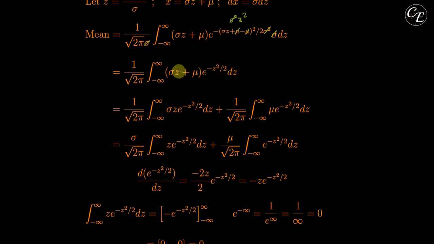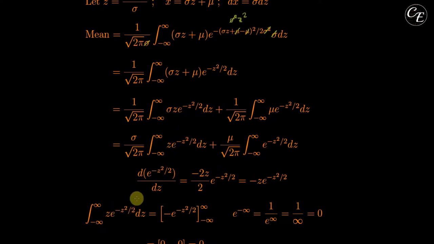Then we can separate these terms. For sigma z, we have this sigma z, and then plus, for mu, we have mu. Then we can move the constants out of the integral, so we have sigma in here and mu in here.